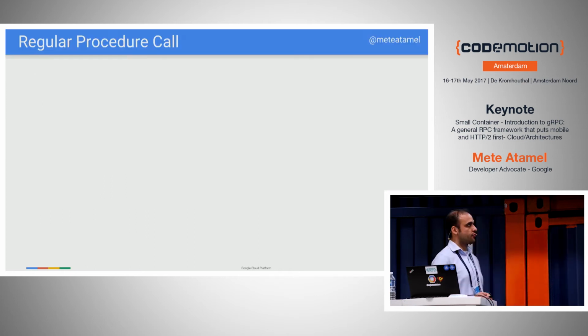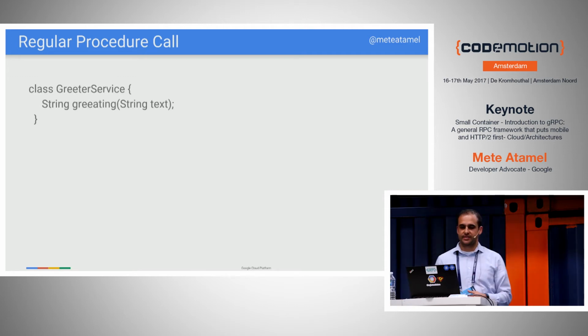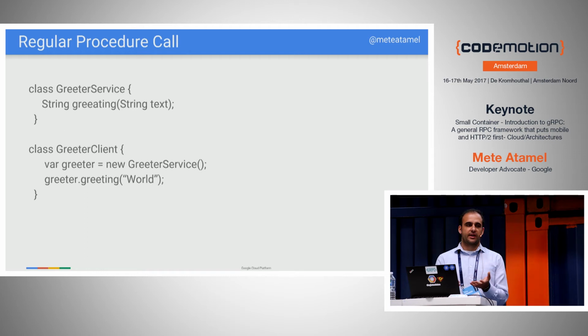All right, let's do an intro first. So regular procedure call. Let's say you have a very simple service that has a greeting method that takes in a string, and it returns a string, right? And then if you want to use this, let's say you have a client. You create the service, you call it directly. Everything is really simple because everything lives in the same machine, in the JVM, so you don't have to worry about connections, you don't have to worry about anything, everything is there. So that's what we are used to.